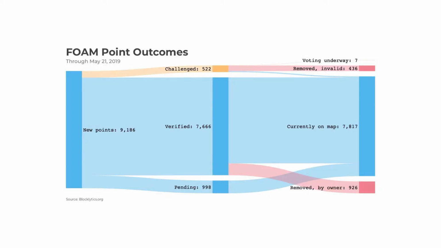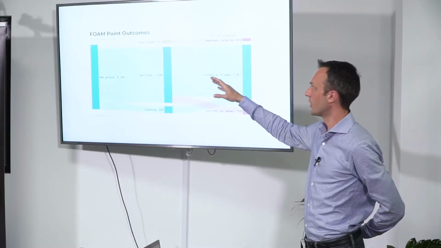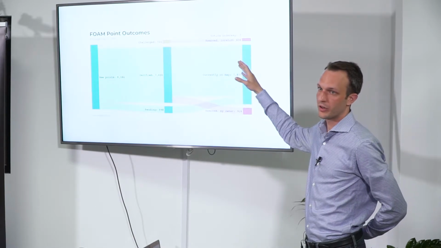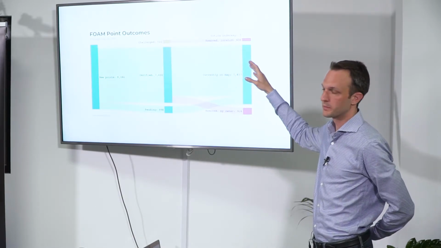So now we talked about there's been a bunch of points added. The next is maybe talking about how the challenges go, right? If you want to. Sure. On this graph, this shows the state of all the points at any given time on the map. It starts by adding new points, and then either the points are challenged and removed. Going across the top, about 5% of points are challenged. And of those 5%, about 85% are actually voted off the map and removed from the map.